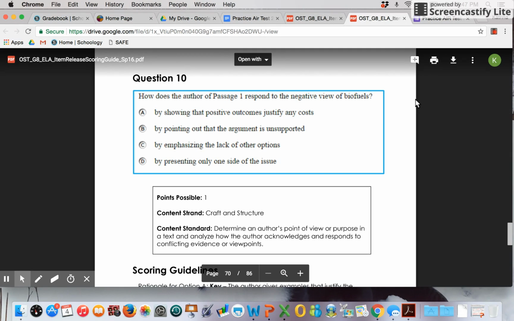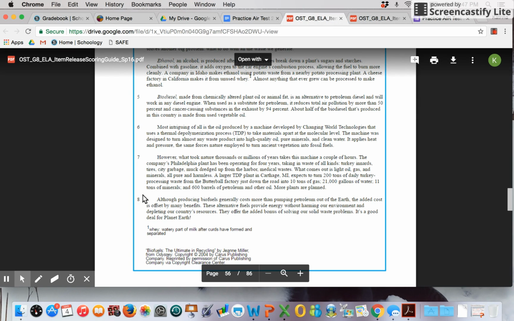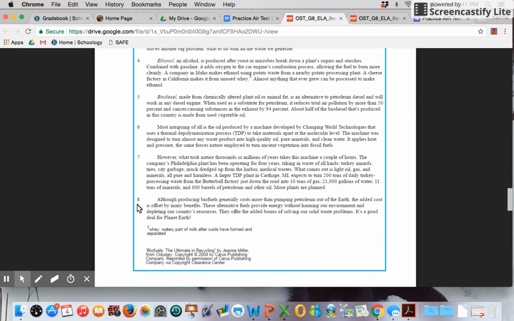Before we start going over which answer is the correct answer, let's look back at the text and see where she has to address the negativity. So in paragraph 8, she starts here, she says, although producing biofuels generally costs more than pumping petroleum out of the earth, the added cost is offset by many benefits. These alternative fuels provide energy without harming our environment and depleting our country's resources. They offer an added bonus of solving our solid waste problems. It's a good deal for the Earth, for planet Earth.